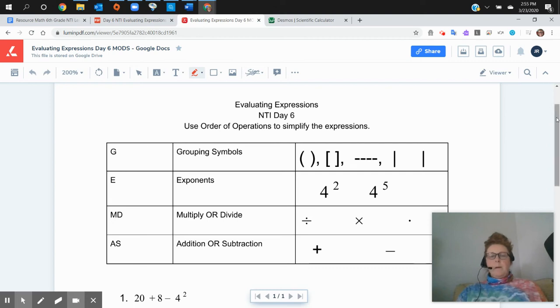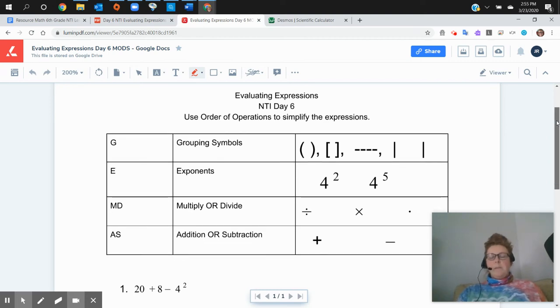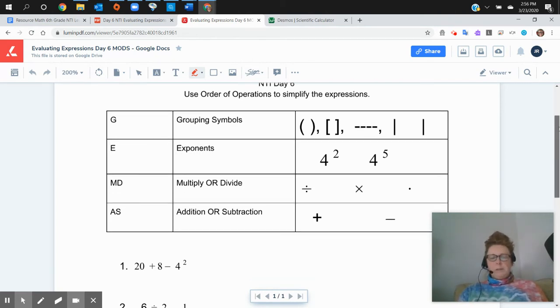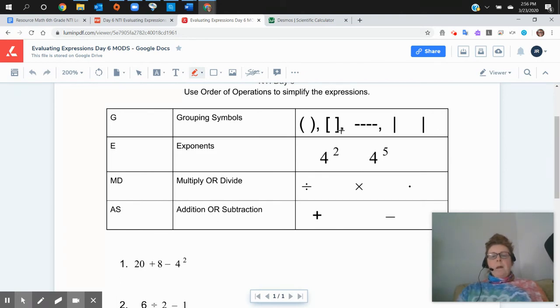Hello all, we are here with Evaluating Expressions, NTI, Day 6. We're going to use order of operations to simplify expressions, and we are also going to use substitution to solve expressions. Go ahead and pull up your Evaluating Expressions Day 6 mod document, which looks like this.